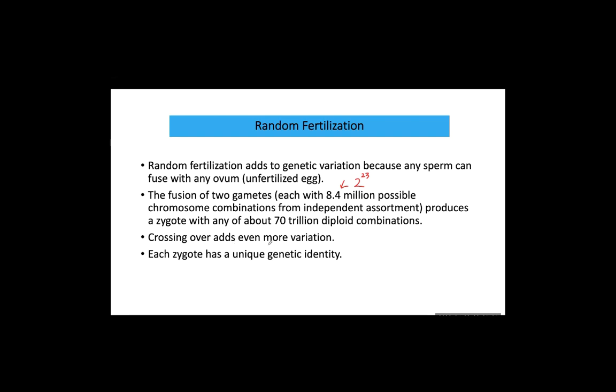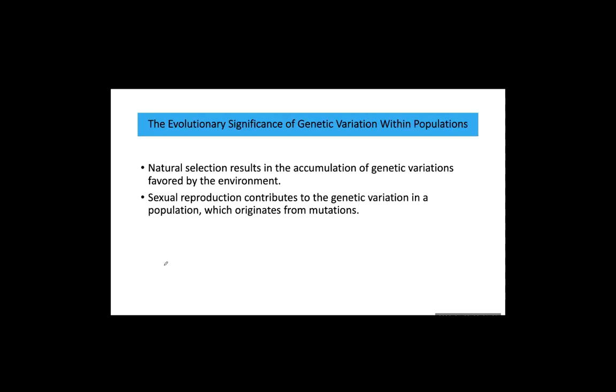Crossing over has even more variation. Each zygote has a unique genetic identity. This genetic variation is really connected to evolution. Natural selection results in the accumulation of genetic variation favored by the environment. Sexual reproduction contributes to the genetic variation in a population which originates from mutations. This content will come back when you study evolution later.